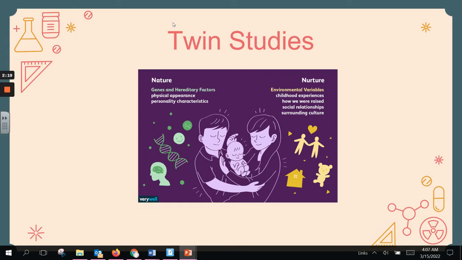We look at twin studies, and what it does is it looks at identical and fraternal twins who were reared apart. So if they're raised by different people and they end up having the same trait, then that trait is said to be nature. It's something that they're born with. If they're reared apart and they have a different trait, then it's said to be nurture, something that occurred because of their environment.